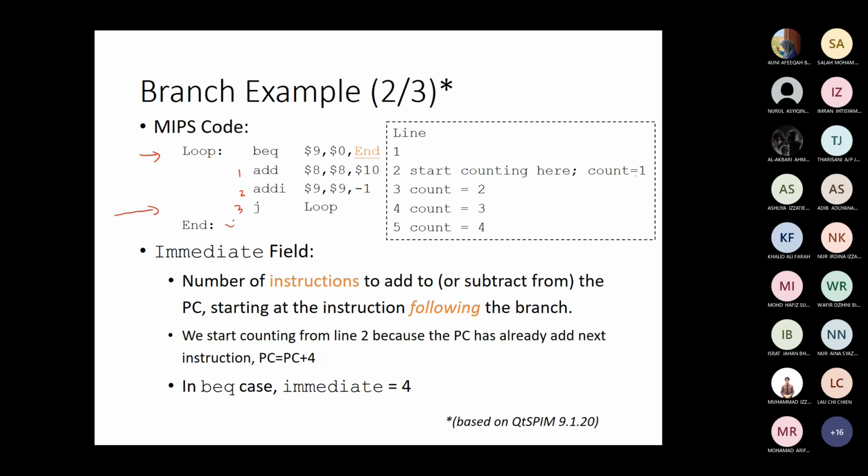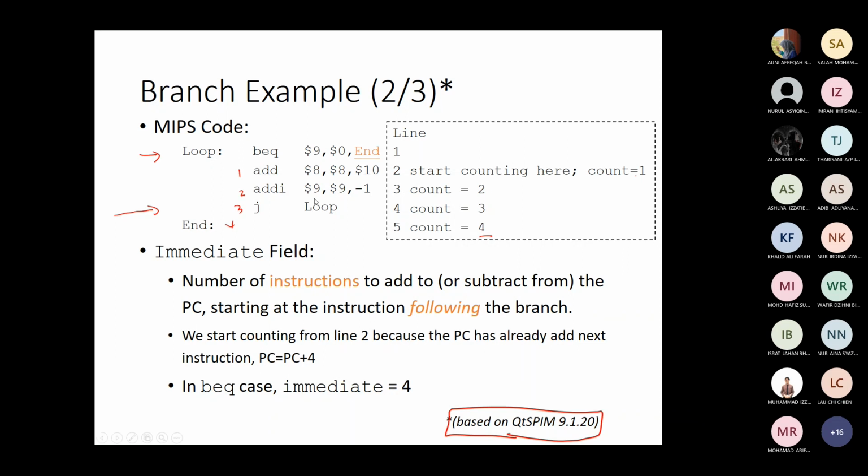We start counting from line 2 because the PC has already added the next instruction: PC is equal to PC plus 4. In this case, for BEQ, the immediate is equal to 4 based on the counting. We do that based on the QtSpim. It depends on the architecture of the simulator that we use. So in order for you to understand how to use the branching here, we refer to the QtSpim architecture, version 9.1.20 at the moment the notes were written.